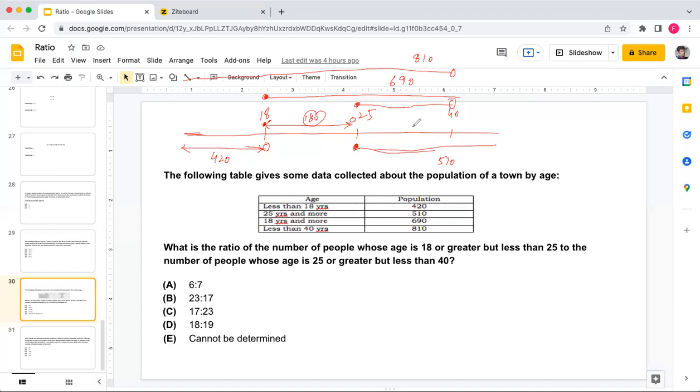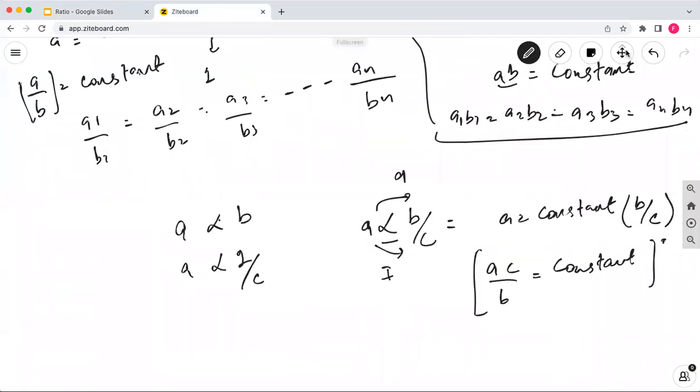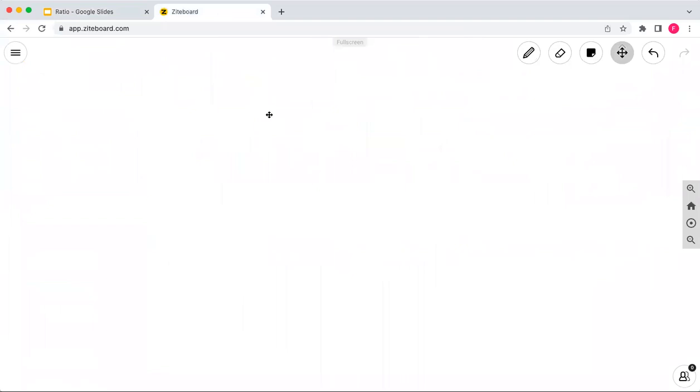Anyone? Okay, it is better to try. 210. Yeah, this is 210. Okay, let's try to do it here. Just give me a second. So the answer is A. Yeah, the answer is A.